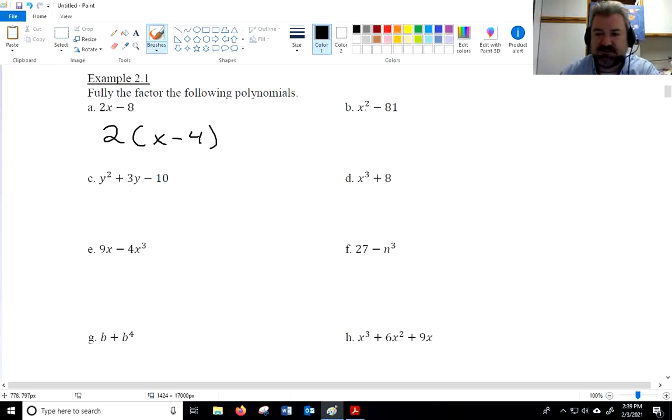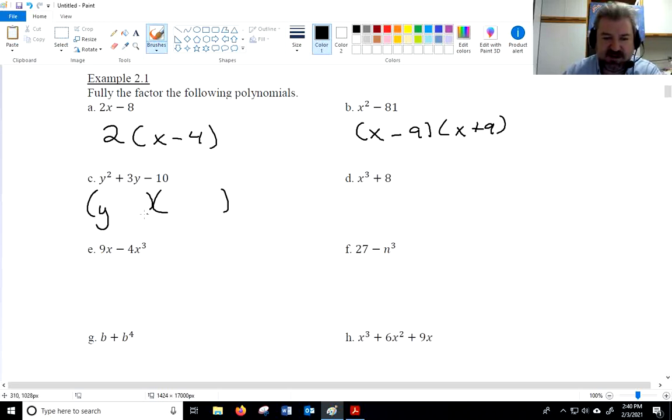All right, now x squared minus 81, we recognize that as a difference of two squares. So it's x minus 9 and x plus 9. On this next one, y squared plus 3y minus 10, we recognize that we need to factor it like this. So put a y and a y. And I'm going to do plus 5 and minus 2.